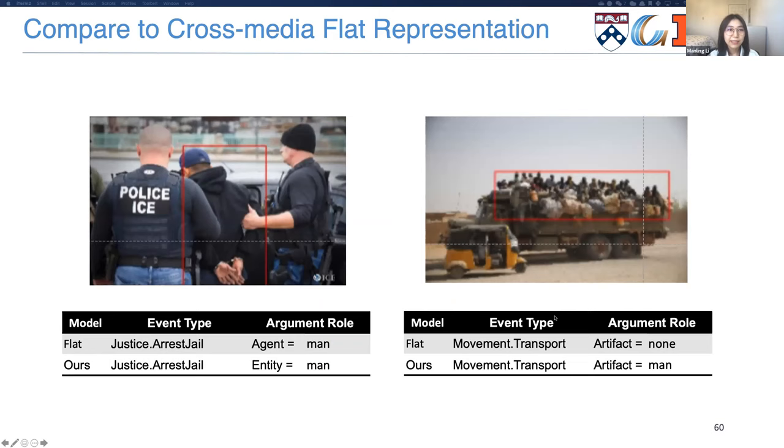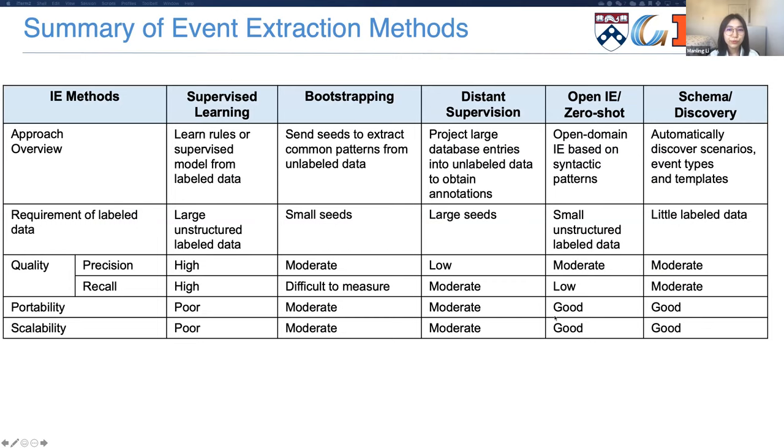To summarize, there are two main goals for information extraction systems. One is quality, so the system should have good performance. Another one is portability, so the system should be able to apply to any new domains, languages, and data modalities. Supervised IE models achieve good quality, but suffer from low portability. Weakly supervised models improve the portability, but the quality drops a lot. And now with the knowledge of schemas, both quality and portability are improved. This is the presentation of the first part. Thank you for listening.